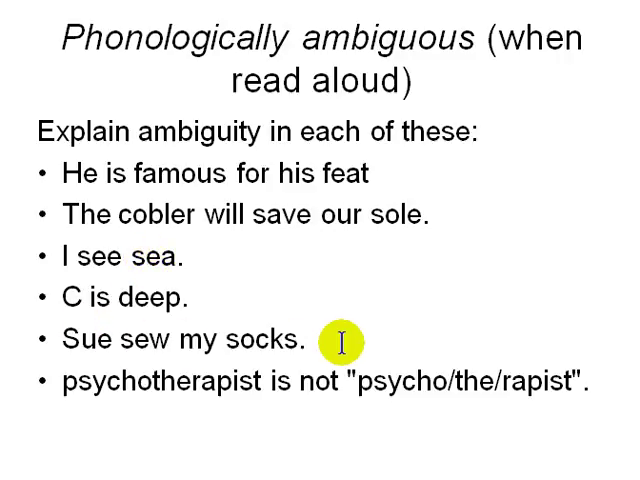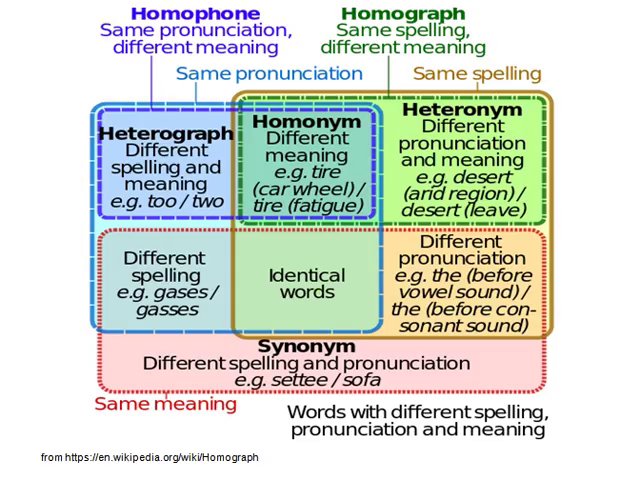Sue my socks. In this case, Sue is the name of a girl. The next sew is the verb for stitching your socks. And similarly, if you break up the words in the wrong place, it can take another meaning. Psychotherapist has a second meaning if you break it in the wrong places. And again, this is taken from Wikipedia. It's called a homograph.